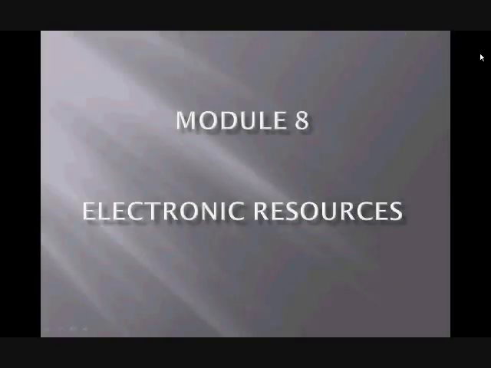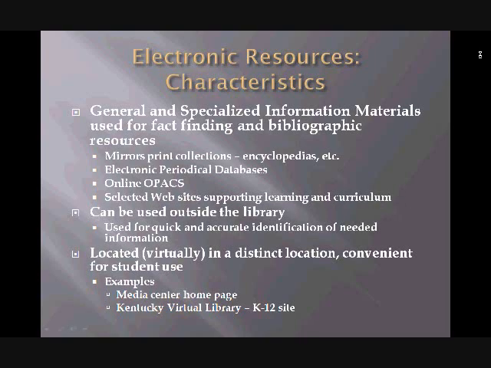This is Module 8 on electronic information resources. First, let's talk generally about some characteristics of electronic information resources. Electronic resources are often general information materials and also often specialized information materials, which are used for fact-finding and for bibliographic resources. And electronic resources often mirror print collections.